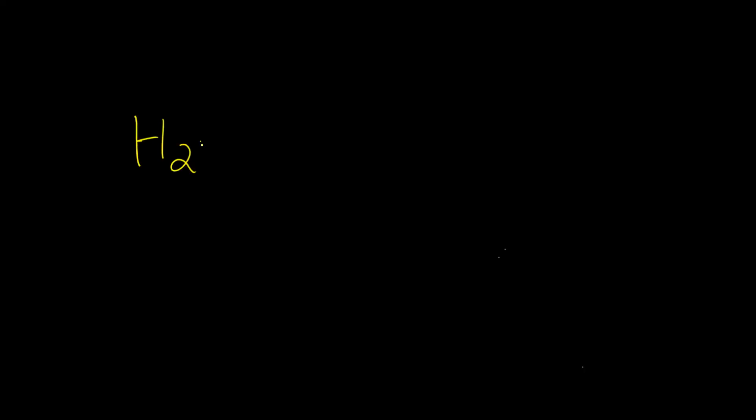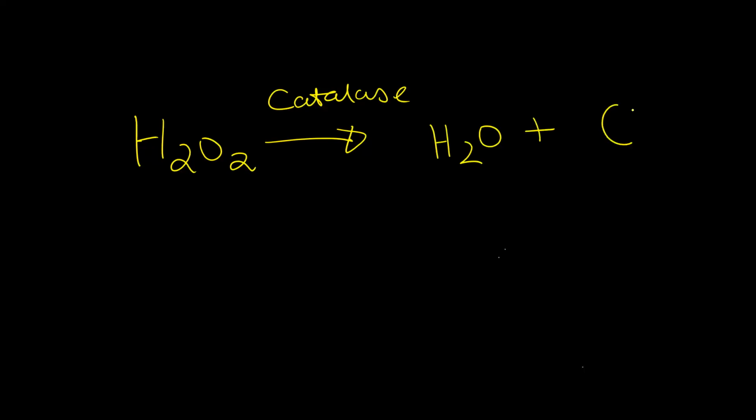Hydrogen peroxide is broken down in the presence of the catalase enzyme to give me water and oxygen. Now, is this balanced? No. So I'll put a 2 here and a 2 over there to balance it. Now you will have here 4 hydrogen and 4 oxygen and 4 hydrogen and 4 oxygen. This is a balanced equation.